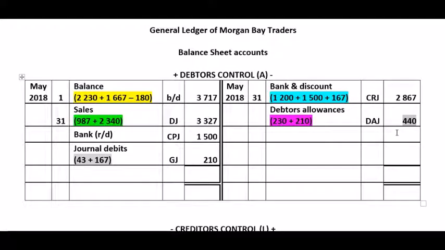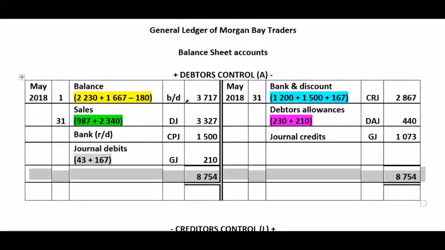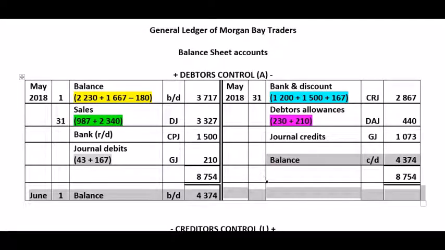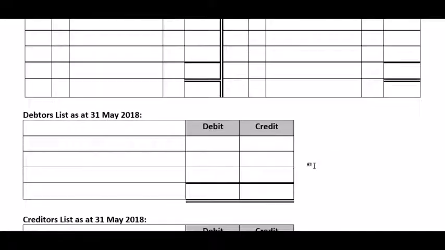And then lastly, there were also some journal credits from the general journal, but there was only one, and it was when we wrote T. Naidu's account off on the 31st, 1,073 Rand. And then I just balance my account, so I add the total debit side together, and I got 8,754, and I determined my balance CD and my balance BD as 4,374. Then I quickly compiled my debtors list to just check myself whether I did the correct thing.